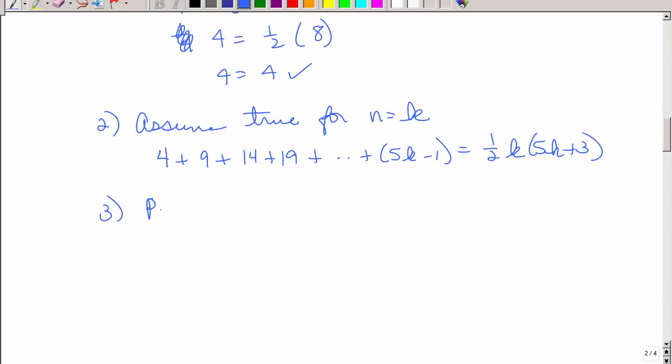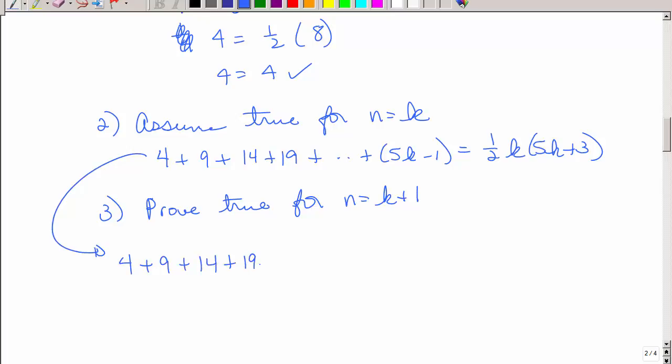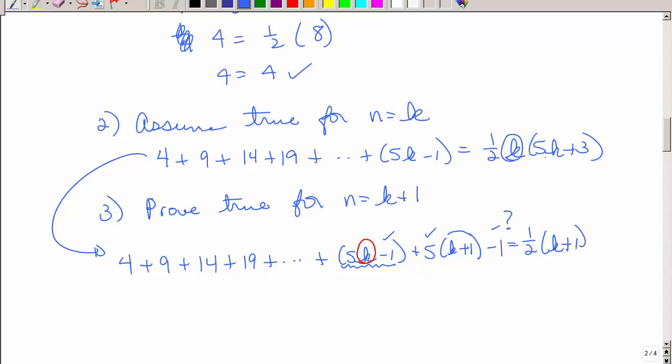Now we have to prove or show true for the next term. So again, we're taking this, we're writing it just like it is. And then everywhere there is a k, I am going to put in a k plus 1 in parentheses. So you have to do the whole thing. So I have to have the 5, and in place of the k, I have k plus 1. Don't forget that minus 1. And on this side, we're saying, does it equal, again, everywhere there is a k, I'm putting in a k plus 1.